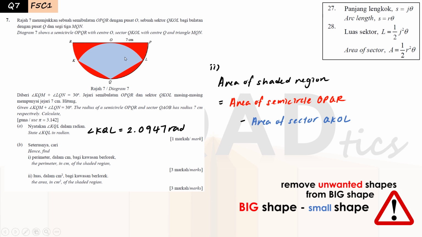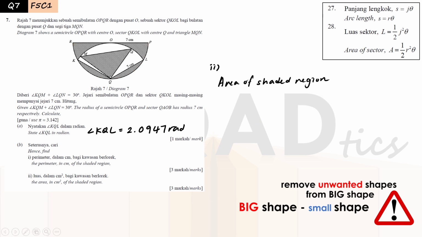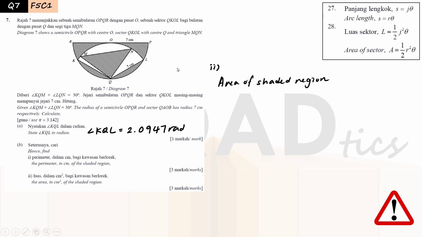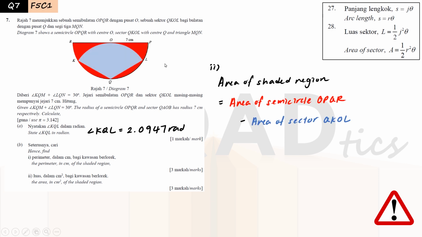But if I remove the sector already, I accidentally remove this part already, right, which is this triangle. So what I'm going to do is include the semicircle, remove the sector, and then I add back the triangle. So this would be the way we find the area of the shaded region.